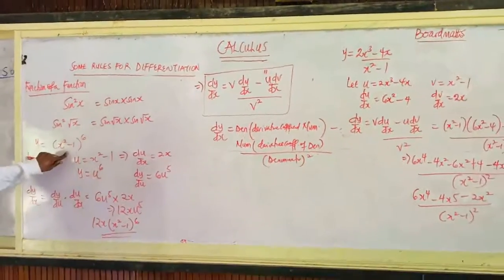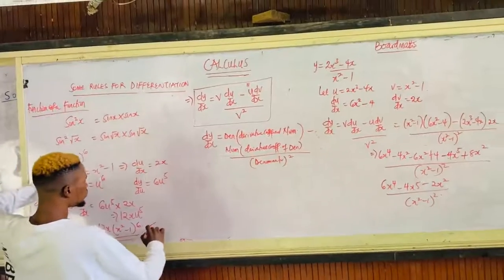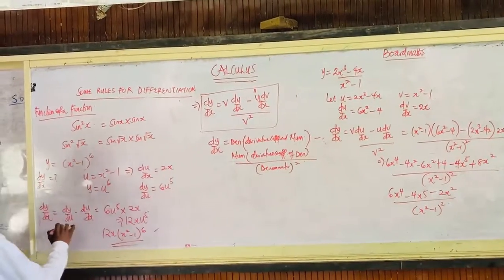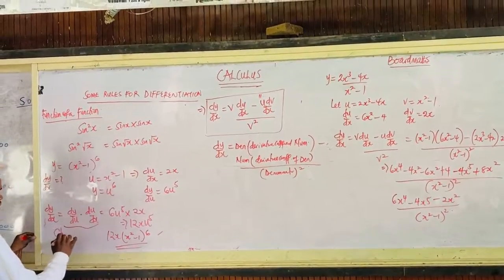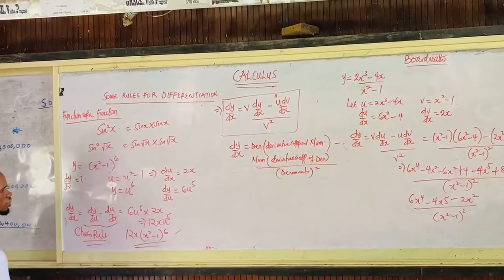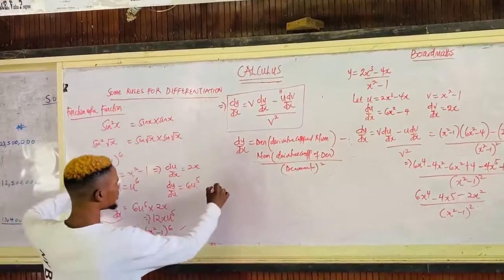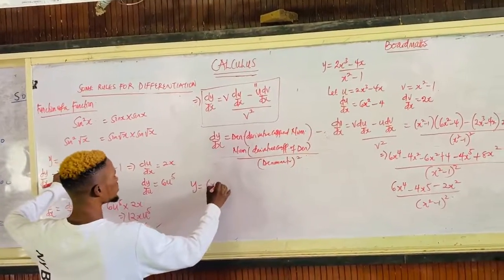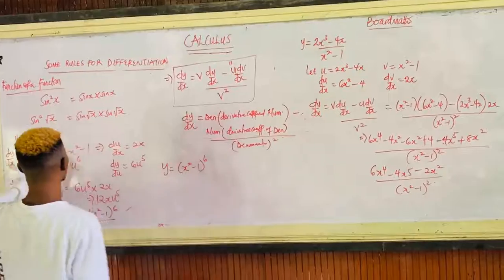This particular rule is also called the chain rule. The chain rule. Now, look at this function. This is a simpler method. x squared minus 1 raised to power 6. You want to differentiate this function.